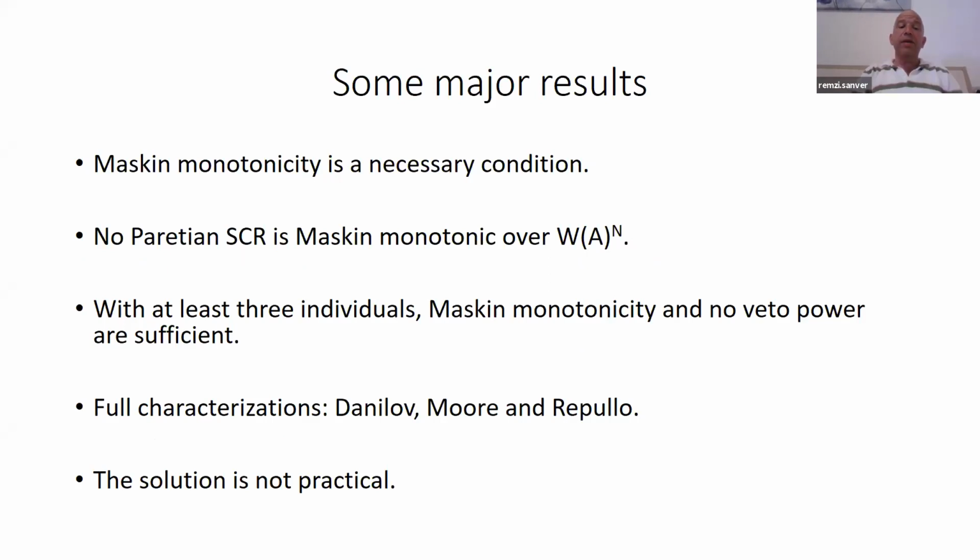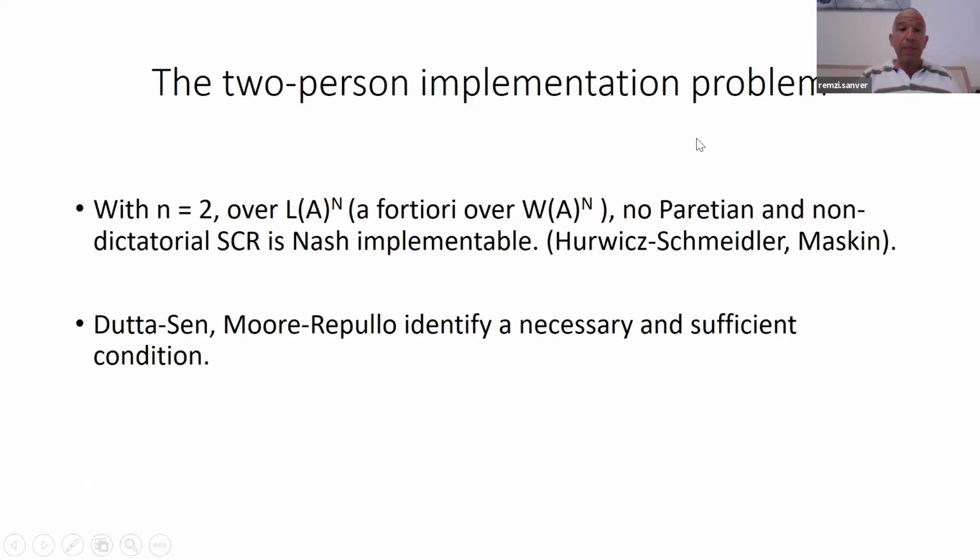And I want to note that this 3 individual result, this positive result, the sufficient result, is for 3 individuals. And when we go to the special case of 2 individuals, the picture is even more negative. We know that this is a result due to Maskin and to Hurwicz and Schmeidler. When we have 2 individuals, even over the set of linear orders, so you don't have to go to the set of weak orders, even over the full set of linear order profiles, Pareto optimality and Nash implementability are incompatible unless you have dictatoriality. So this is what we call the 2-person implementation problem.